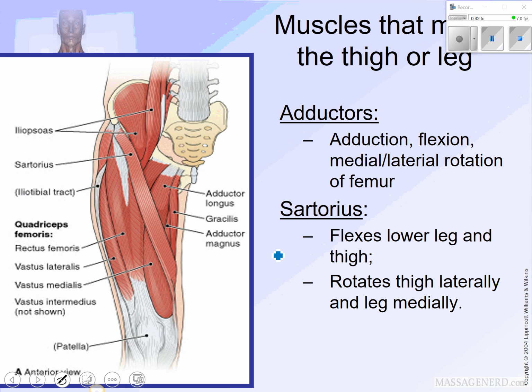Adductors, you have the adductor muscles. Your adductor group is going to be your adductor magnus, your adductor longus, and your gracilis muscle, the ones I have you know in lab. There are two more muscles that are considered adductors, but those are the three that we have you know. So the adductors cause adduction and flexion, and medial and lateral rotation of the femur. The sartorius is the muscle that goes across all these muscles, and it flexes the lower leg and the thigh, rotates the thigh laterally and the leg medially.